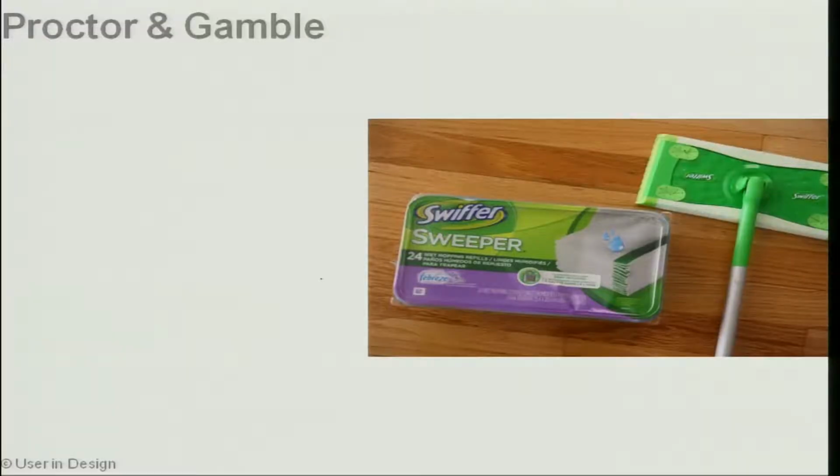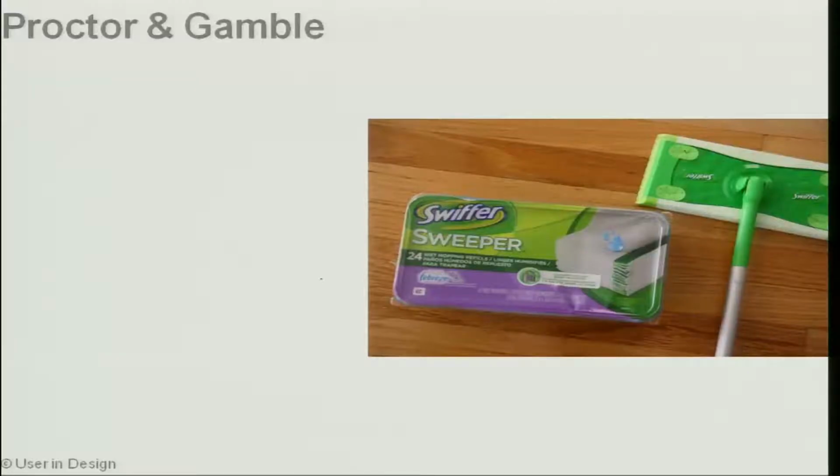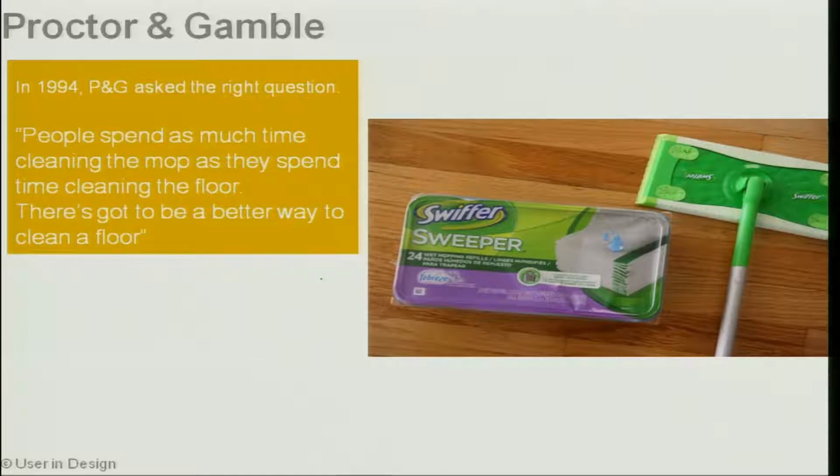Another example in much more recent times is from Procter & Gamble, and this was called the Swiffer mop, which became very successful again. So what Procter & Gamble did is they started to look at how people are cleaning their floors. And what they found is that people are spending as much time cleaning the floor as they're spending cleaning the mop. The instrument that they're using to clean the floor is taking as much time to clean. So they started asking the question, right? People are spending as much time cleaning the mop as they spend cleaning the floor. There's got to be a better way to clean a floor.